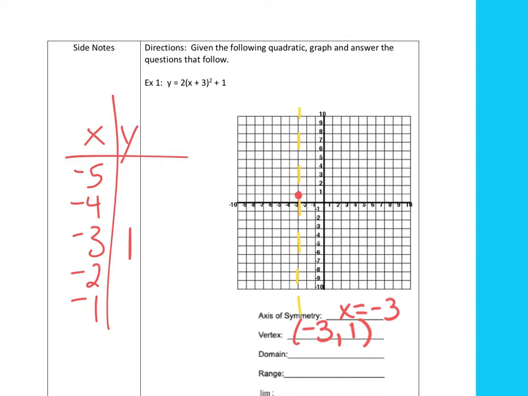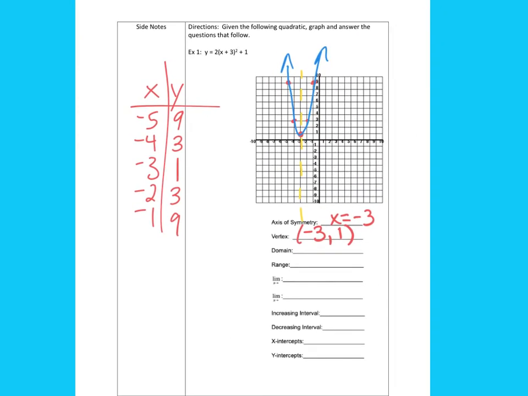Okay, so now we go plug those in. We use our calculator to do so. And when we plug in negative 5, what do we get? 9. Okay, negative 5, 9 is going to be right here. Next point. 3. Negative 4, 3. Do these two reflect? Yep. 3 and 9, so negative 2, 3, and negative 1, 9. And now we just make our U. So it should look like that. Raise your hand if you've got that one. Sweet, okay. Good to go on that.